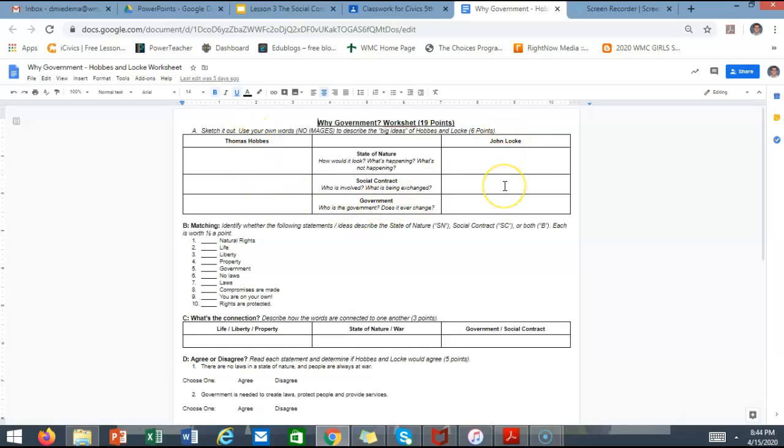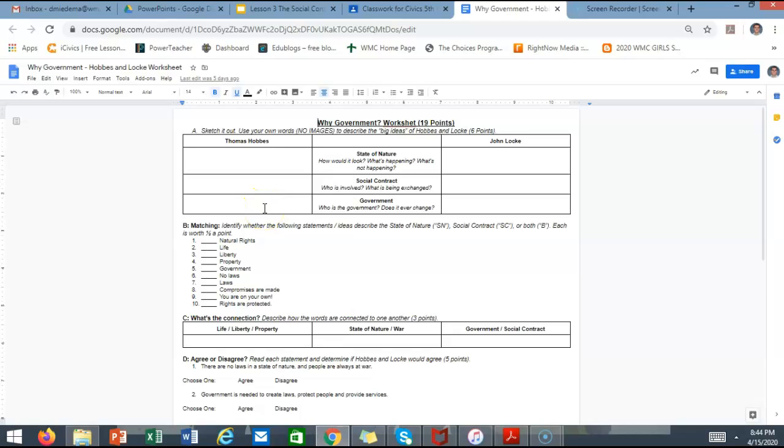For John Locke, it's the people and government involved. What the people are giving up is some of their freedoms, but in return the government's job is to protect their natural rights, specifically their natural rights of life, liberty, and property. So the exchange is government provides protection, and the people will give up their freedoms for the greater good to avoid chaos. So what that means is for the types of governments, Thomas Hobbes believes in an absolute monarchy.